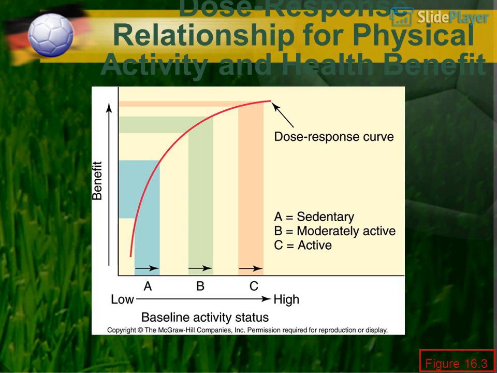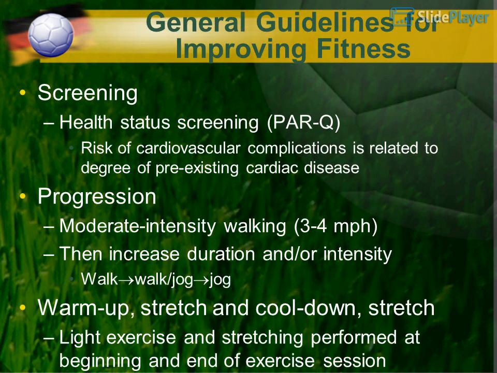Figure 16.3: general guidelines for improving fitness. Screening: health status screening, Part Q. The risk of cardiovascular complications is related to the degree of pre-existing cardiac disease. Progression: moderate-intensity walking, 3 to 4 miles per hour, then increase duration and/or intensity. Walk/jog: warm up, stretch, and cool down, stretch. Light exercise and stretching are performed at the beginning and end of the exercise session.